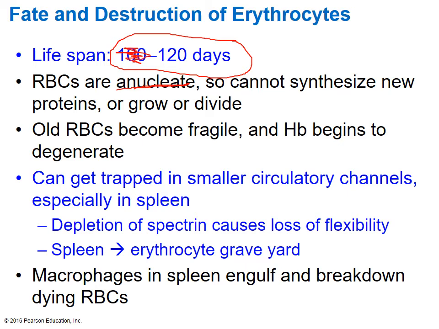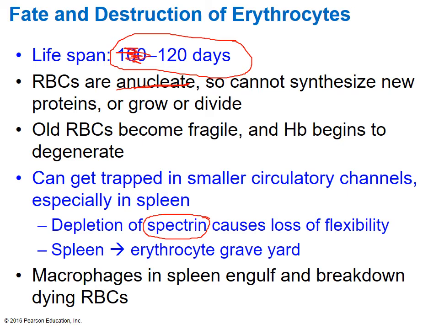Now, remember that the main reason why we have a lifespan for our red blood cells at 120 days is because spectrin starts to be depleted. And as the spectrin protein starts to deplete, we see that the red blood cell loses its flexibility. So when it tries to squeeze in those very small capillaries, it will literally not fit and it will pop open.